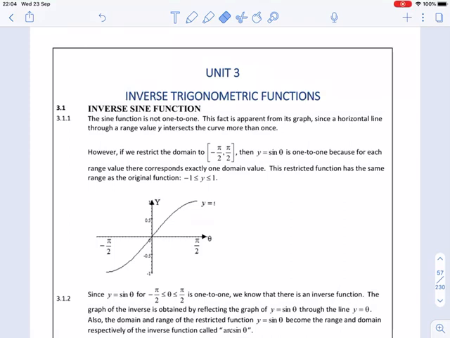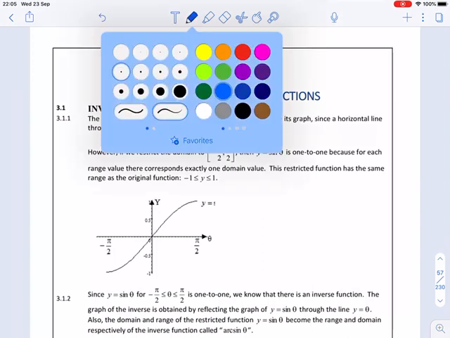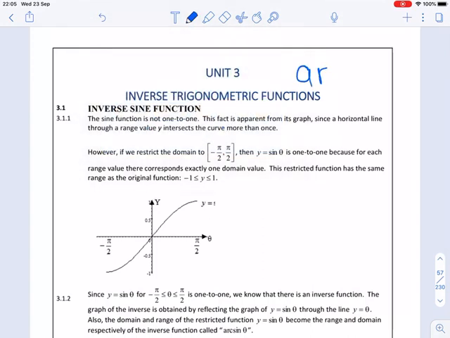This is MATD1544, and we're going to look now at Unit 3, our inverse trigonometric functions. And in this recording, we're going to look at the inverse sine function, which we call arcsine. So we're going to look at the arcsine function.